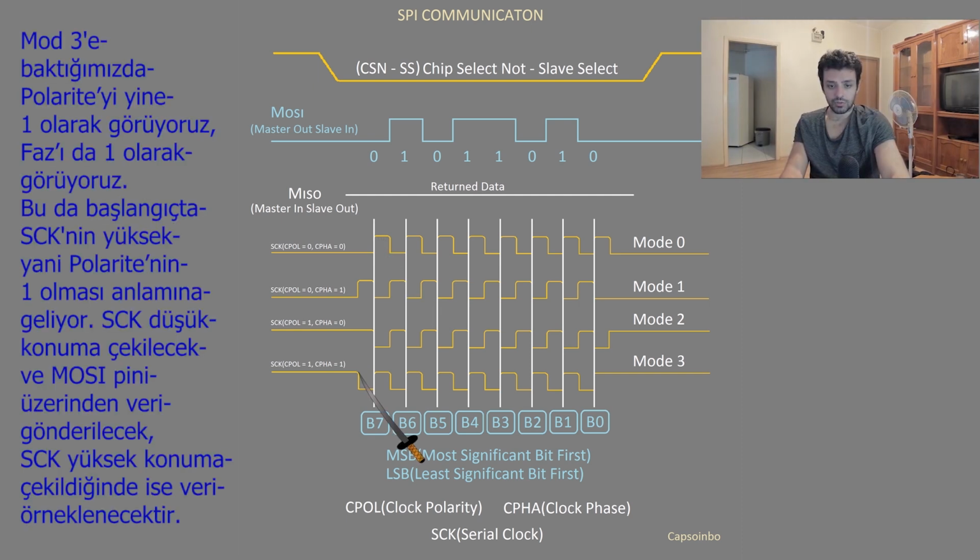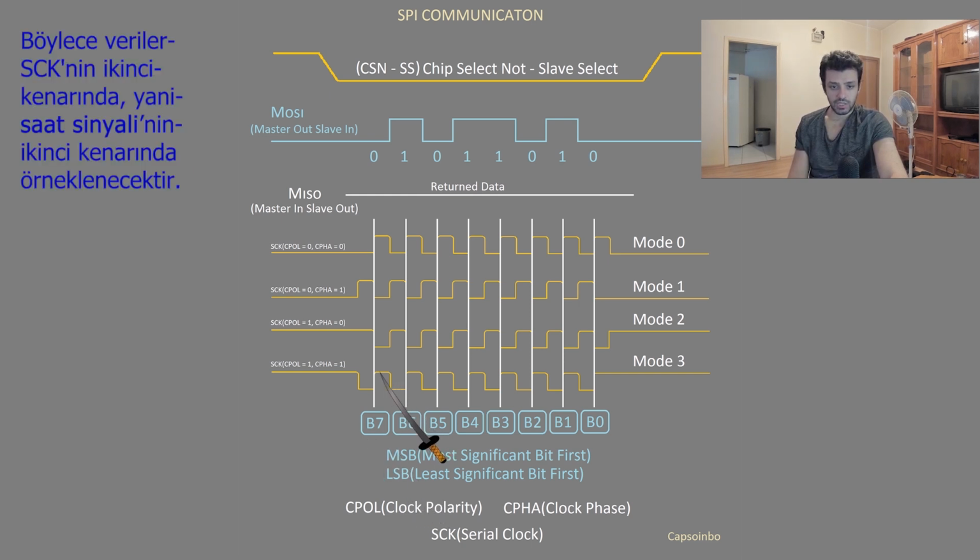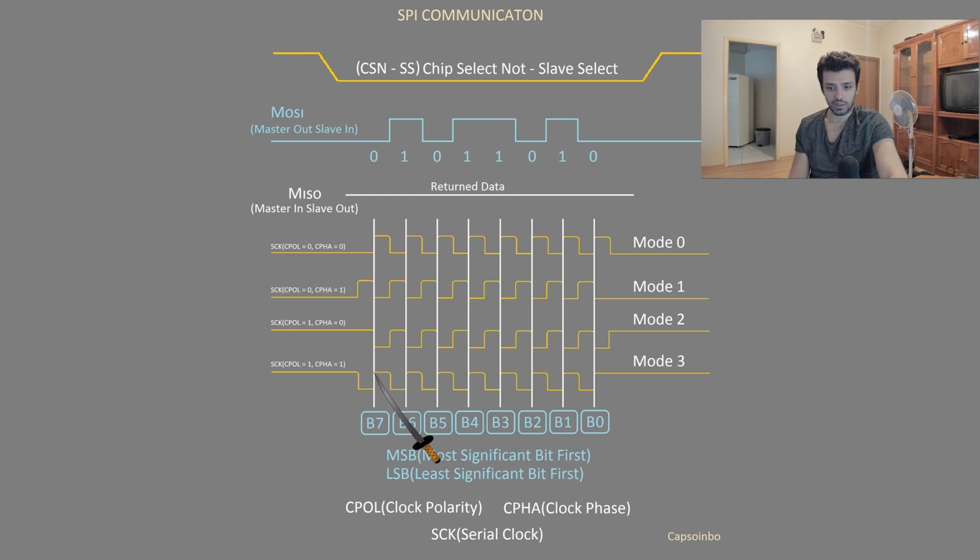When we look at mode 3, we see the polarity as 1, and the phase as 1 too. This means that initially SCK is high. That is, the polarity is 1 first of all. SCK will be pulled to the low position and data will be sent via the MOSI pin. And when the SCK is pulled to the high position, the data will be sampled. So, the data will be sampled on the second edge of the SCK, that is, the second edge of the clock signal.